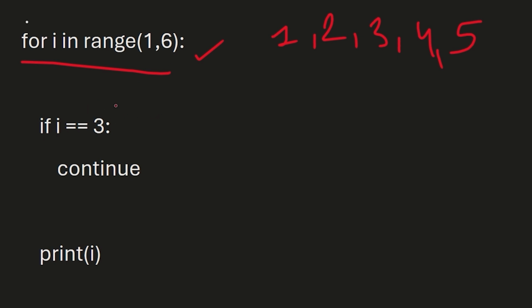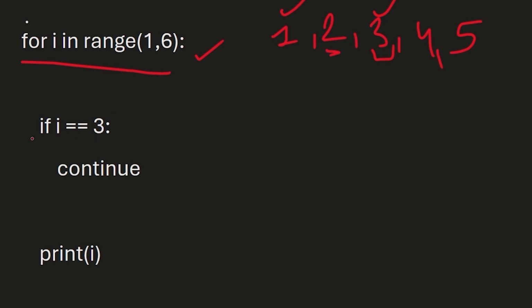What is happening? Firstly, it will check if i is equal to 3. Is 1 equal to 3? No. So the control will not move inside it. We will just print i, so we print 1. After that, the next is 2. It will check 2 is not equal to 3, then it will print 2. Now we have the value 3. 3 is equal to 3. It is true.